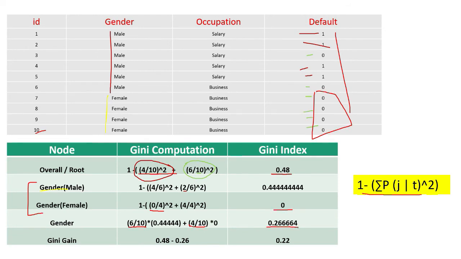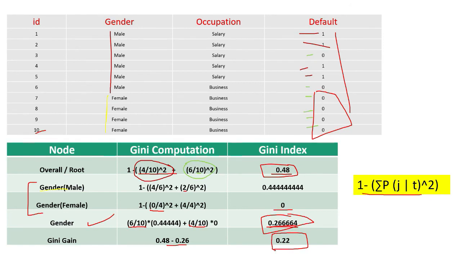Alright, so now the question is what is the Gini gain or information gain. That is calculated based on the overall Gini at my root level, which is 0.48, and if I take my gender variable, I get a Gini index of this particular value. So I will simply subtract this 0.26, whatever I have got from the gender variable, from the overall 0.48 and I will get the gain. So my gender variable is giving me an information gain or a Gini gain of 0.22.